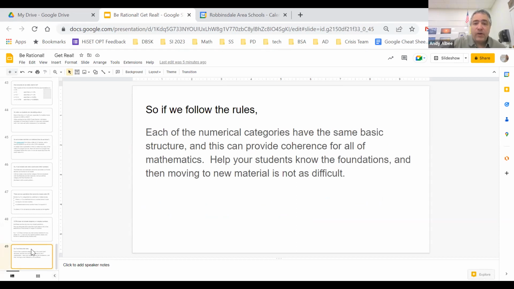So each of the number categories has a basic structure. We can provide coherence by building these categories into the next category, help your students to know the foundations, move forward to new material, not so difficult. Okay, that's it. Build your way up.